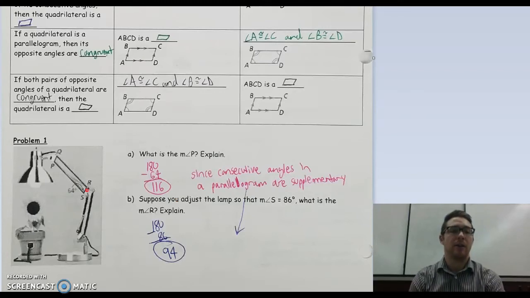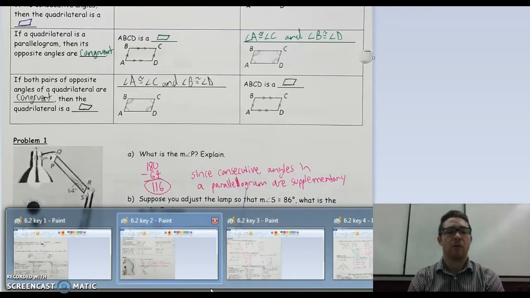Again, because I know that these two are consecutive in a parallelogram, those should add up to 180 because they're supplementary. Same idea for the next question. If I adjust the lamp so that angle S is 86 degrees, angle R is just the other supplementary consecutive angle. If those are still consecutive, I can still just take 180, subtract angle S, and that tells me that angle R would be 94. That's for the same reason from before: I know that those consecutive angles should be supplementary.